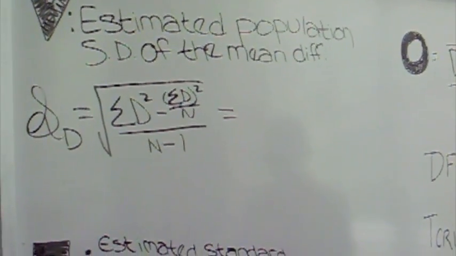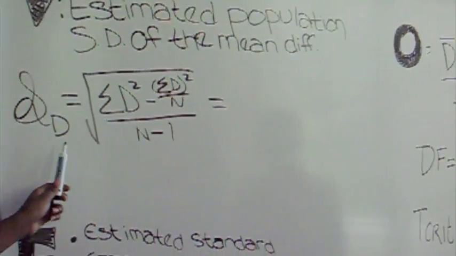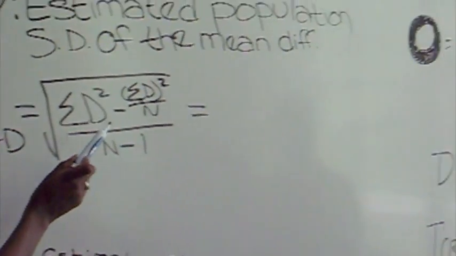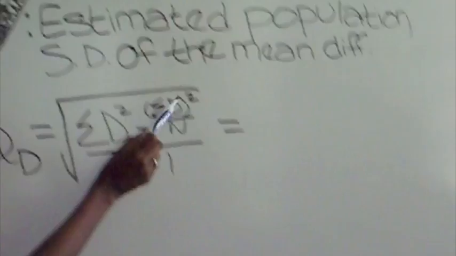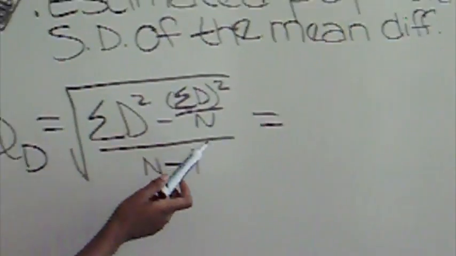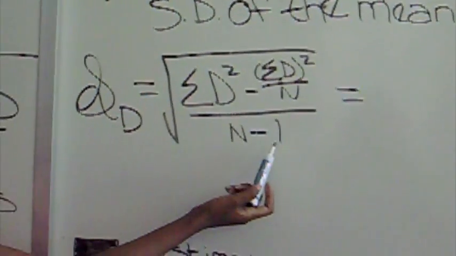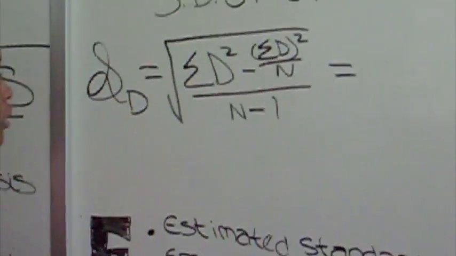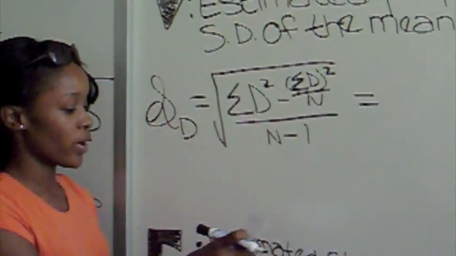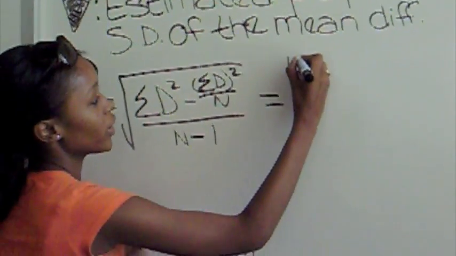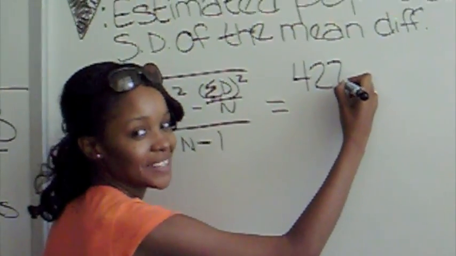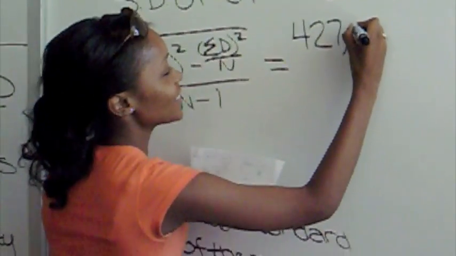And this is the formula. S sub D equals the square root of the sum of D squared minus the sum of D quantity squared all over N, all divided by N minus 1. For this particular problem, the sum of D squared is 427,200.